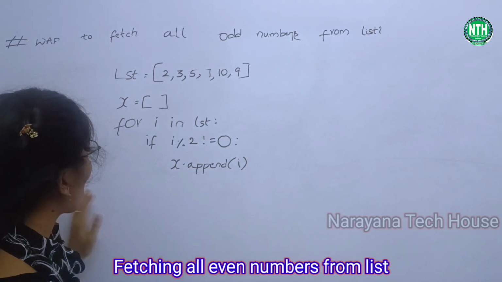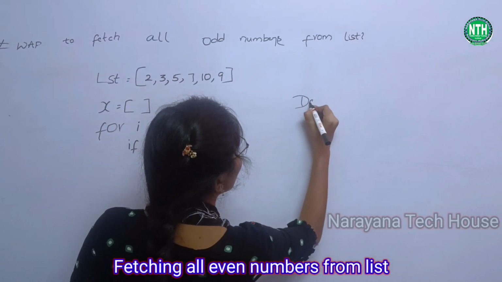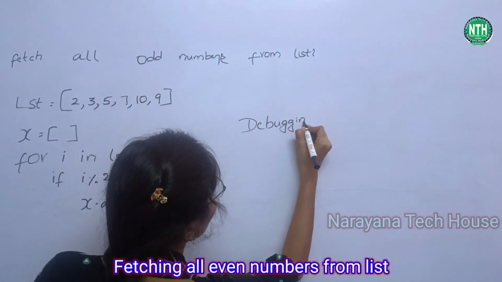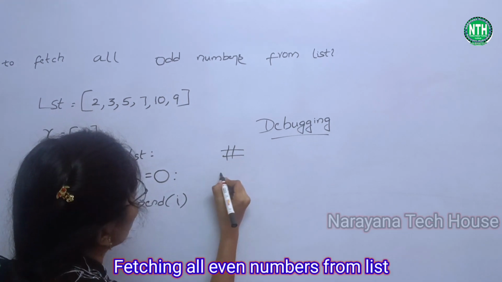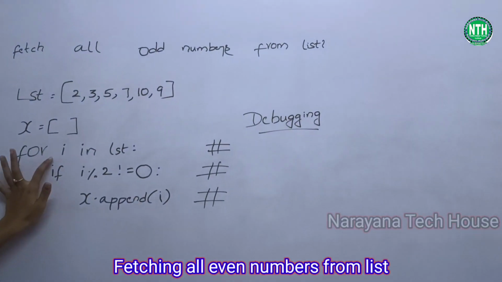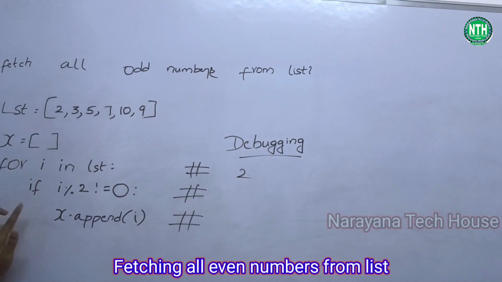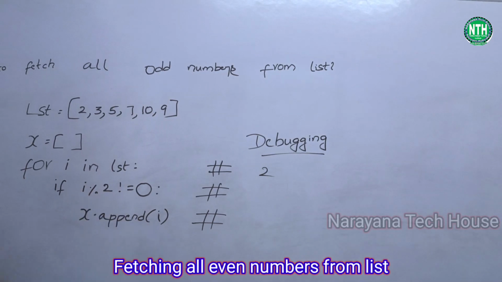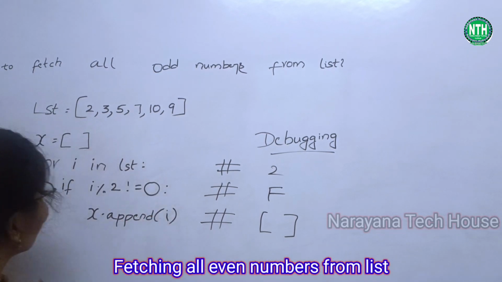Next, now I am performing the debugging process. Here, the for loop, the if condition, and the printing purpose. Here first i is 2. If we divide, 2 modulus 2 is 0. 0 not equals to 0, so it is false. So the empty list will remain.